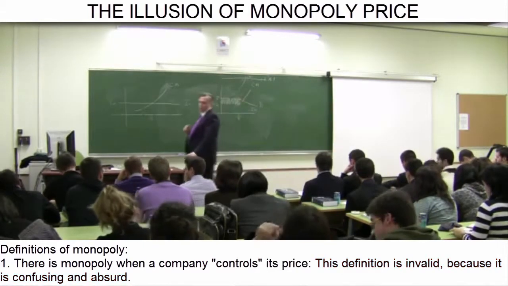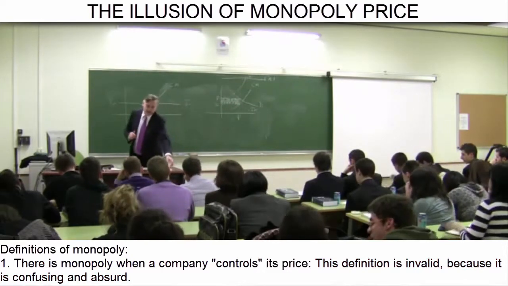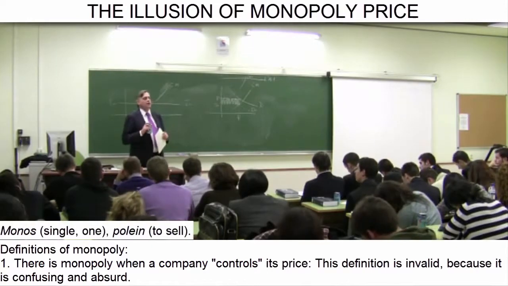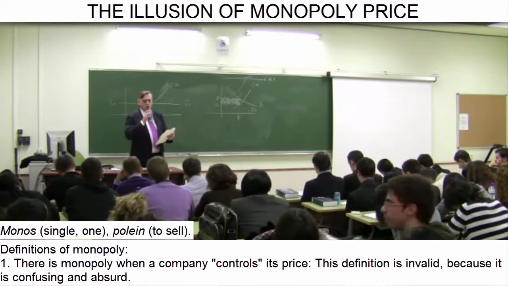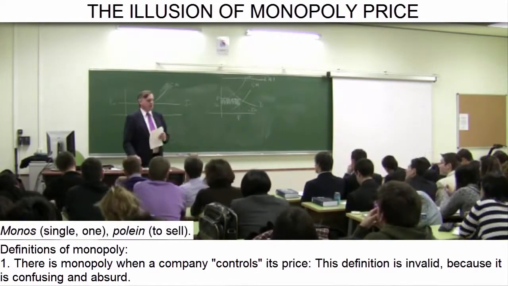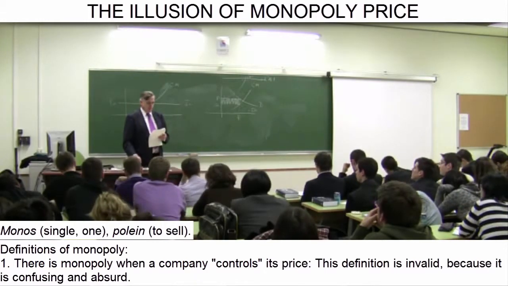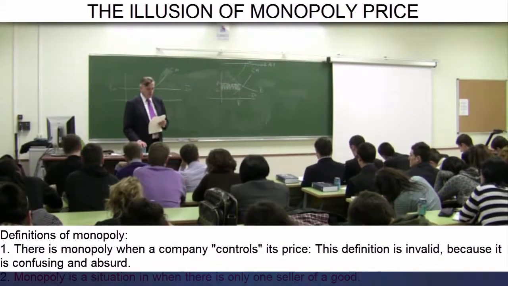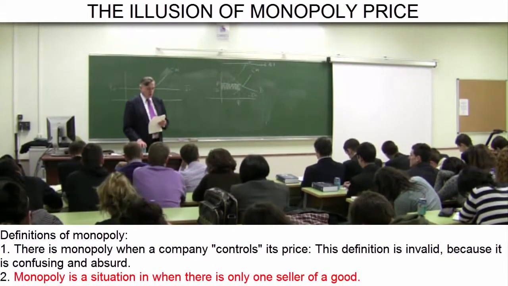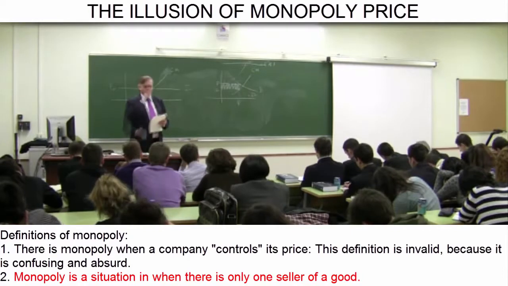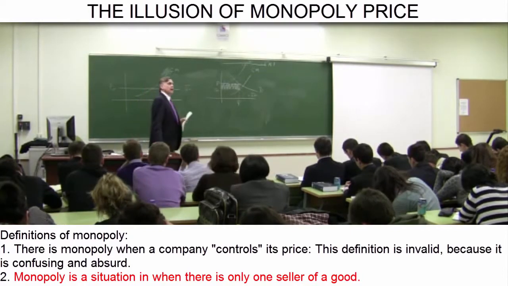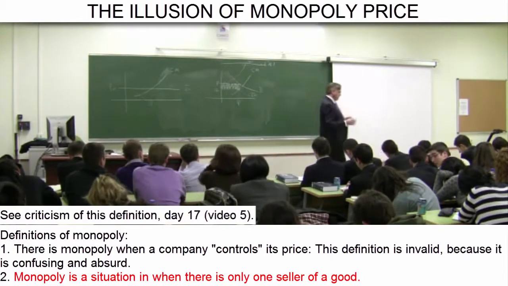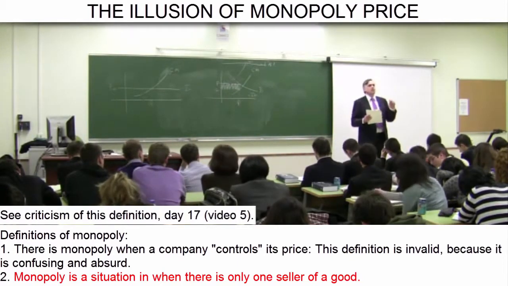The second definition of monopoly is the etymological definition. Monopoly comes from the Greek monos, which means single, one, and polein, which means to sell. A state of monopoly is said to exist when there is only one seller of a good in the market.